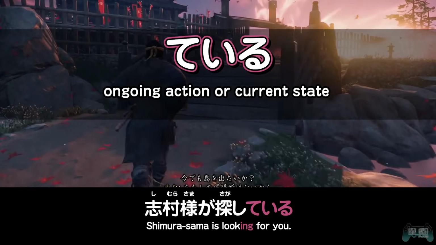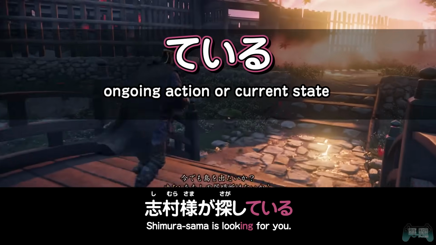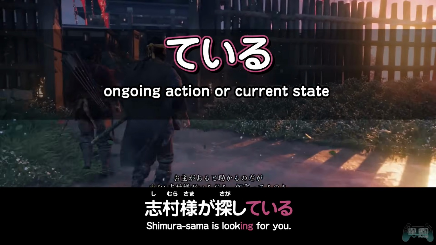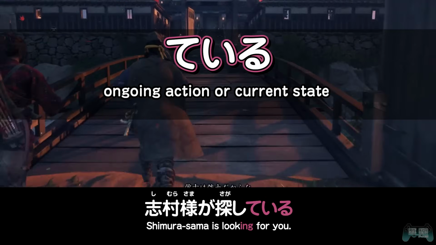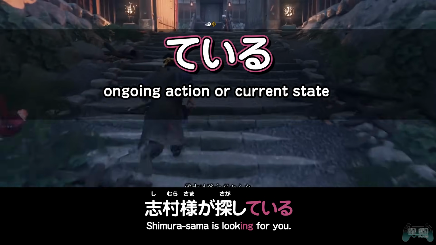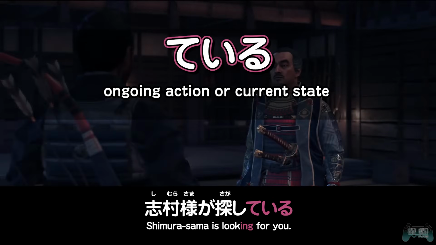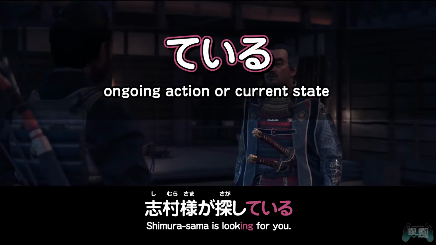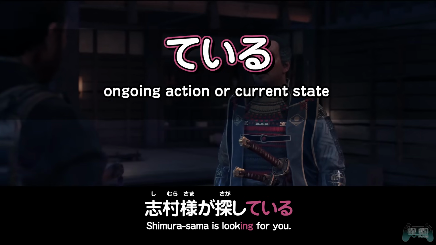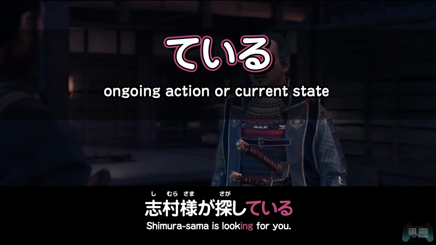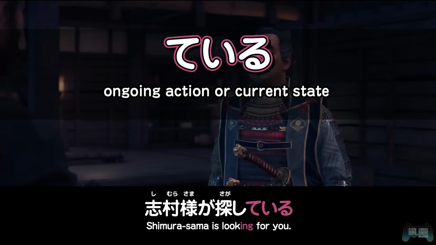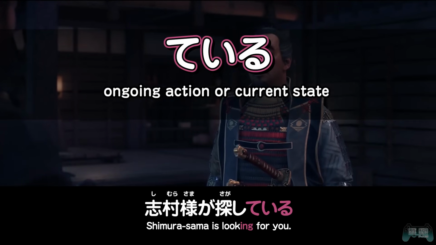presently. So this example from Ghost of Tsushima, where Shimura-sama is looking for you, this -ing is expressed with sagashite iru, currently searching. Now this example sentence is actually very simple and it only states Shimura-sama is searching. It doesn't clearly state what for or who of, it's just saying that he is searching. However, it is understood through context that he is looking for the guy that's being spoken to. As is quite common in Japanese, you have to read things through context.